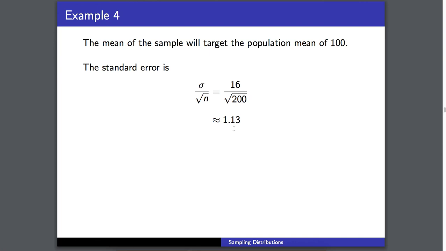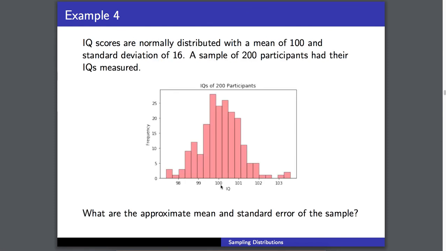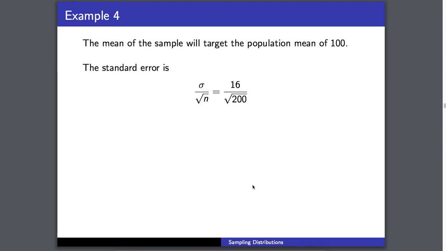With 1.13 as a standard deviation, our data values on average are going to be about 1 and 1/7 or so units away from the mean. If this is the mean of our sample, then going outwards we're not really going out that far, only by about 1.13 each time. So again, the standard error is about 1.13.